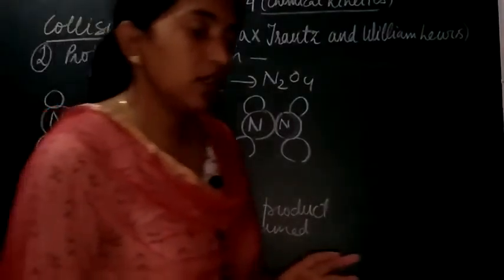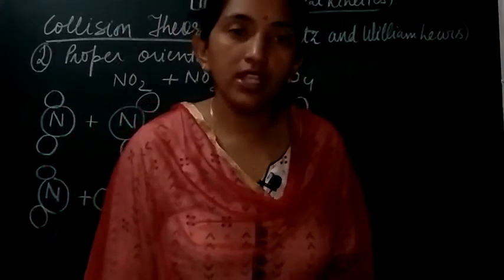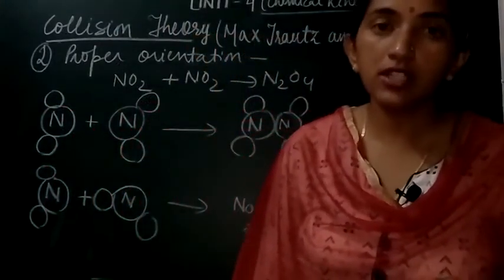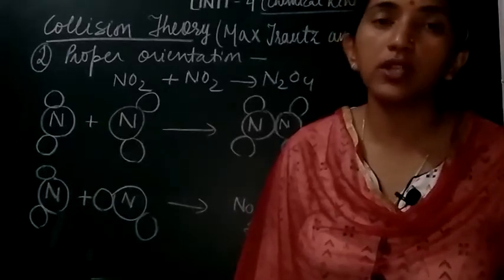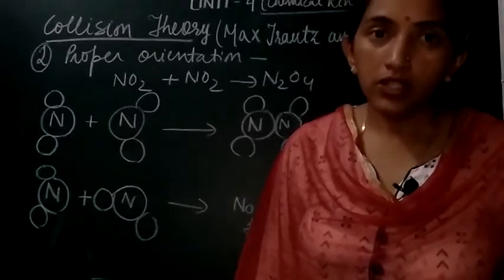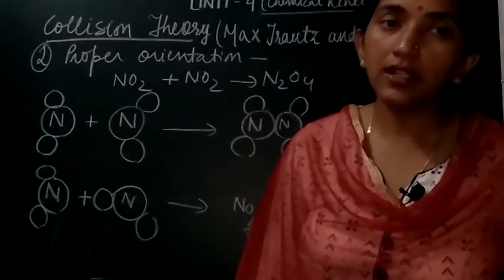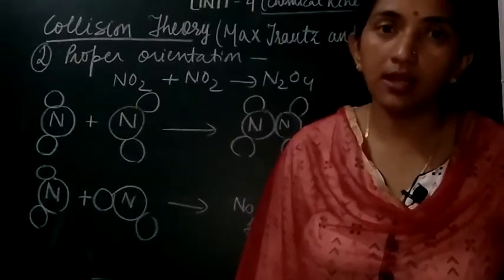So to get the product formation, there are two essential conditions. First is the energy barrier and the proper orientation. In both cases, we are going to consider that the collision will be in such a way so that the old bonds break down and the new bonds are being formed.